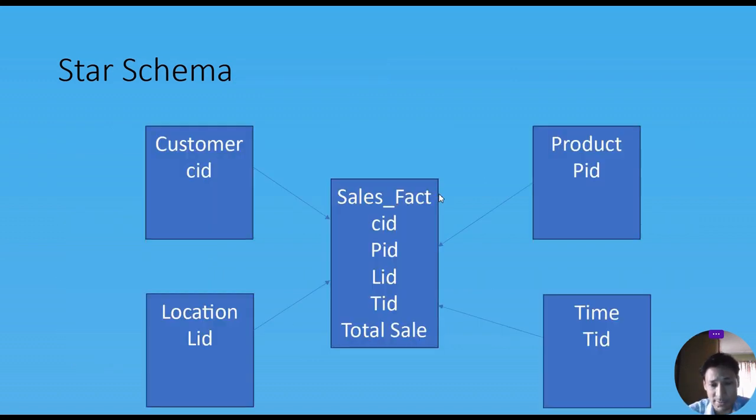Here in the picture we can see a simple example of star schema. It consists of 4 dimensions: customer, product, location, time. And the central table is known as fact table. It contains the summarized value. Here the total sell, that is the summarized value on the basis of customer ID, product ID, location ID, and time ID. These IDs are related with the primary keys of these dimensions. In this case, CID is dependent on CID of customer, PID is dependent on product ID of product. In this way, we can create the star schema.